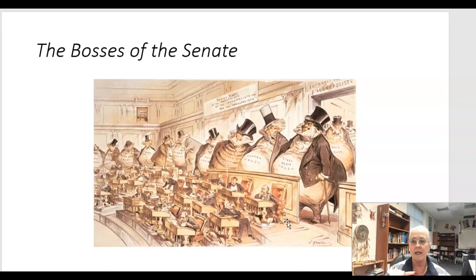So if you want to get a job in the government, I don't care if it's postman or secretary or what have you, you have got to pass the civil service test. It's an aptitude test. It tests what you're good at, not what you know.